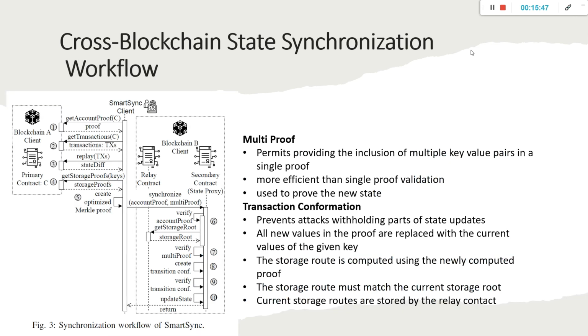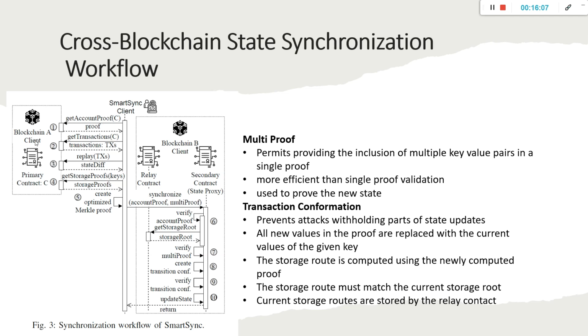In our earlier proof, we have seen how multi-proof permits the proof by providing multiple key value pairs, and then the transaction confirmation procedure confirms that there are no state withholdings after the synchronization. And here is a block diagram of the procedure. Let's see how it works.